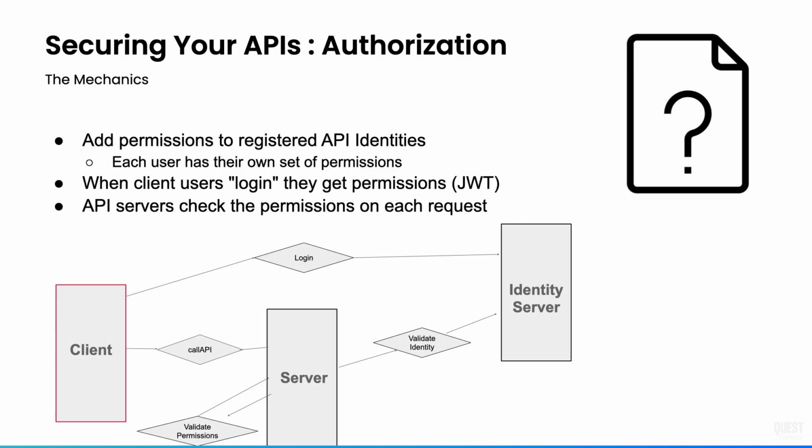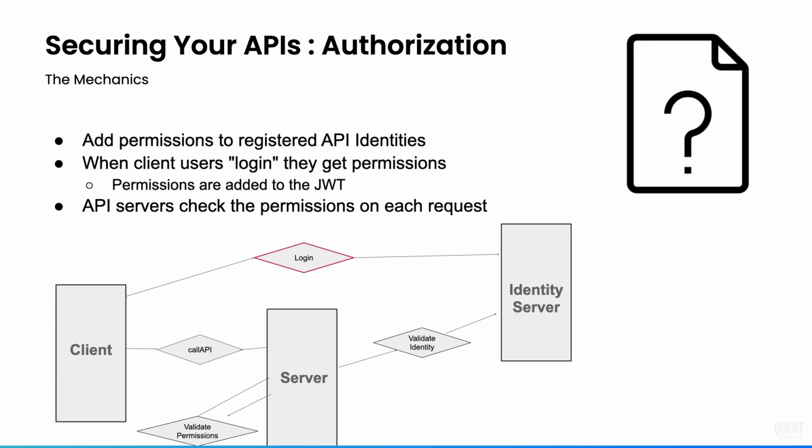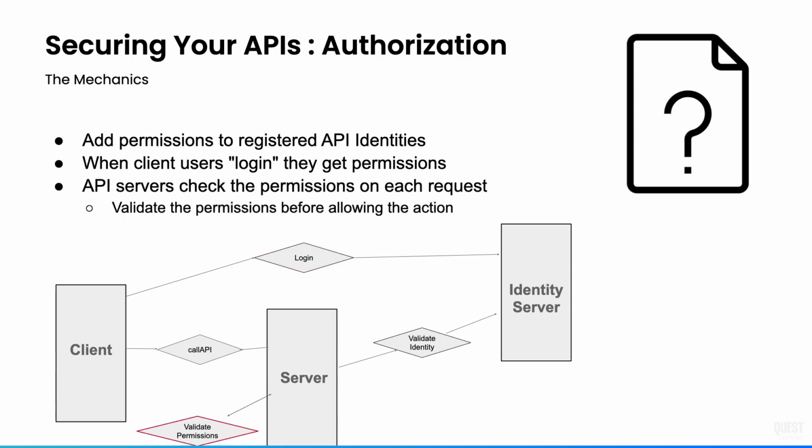So how does this actually work? You add permissions to the registered API identities. Each user has their own set of permissions. We'll show you how you do that. When a client logs in, they will get a permission token back. The JOT token will contain all the permissions needed, so that when servers get a call from a client application, they can look at the JOT token and make sure that it has the permissions they're looking for. Note that here in this example, in this diagram, the validation of the permissions happens locally. It doesn't involve the identity server. It's just a local check.